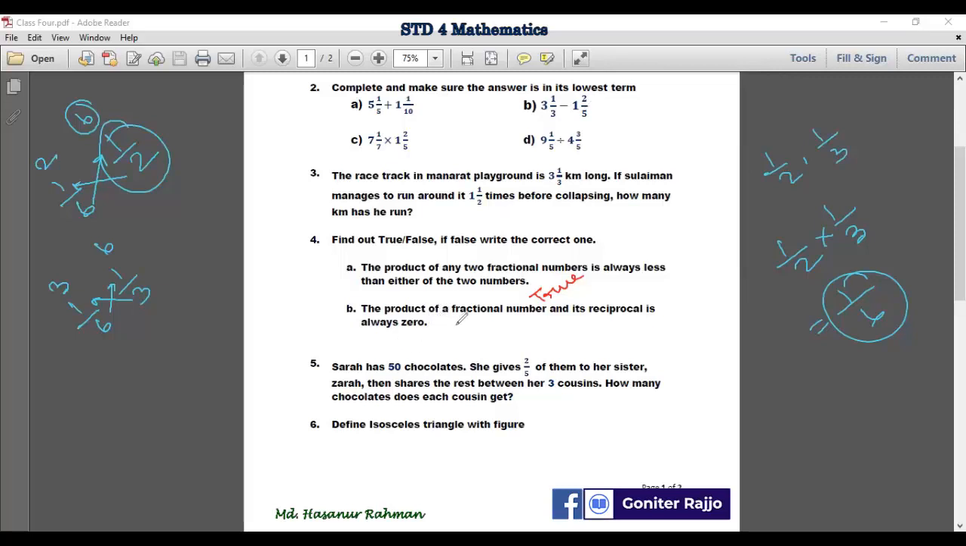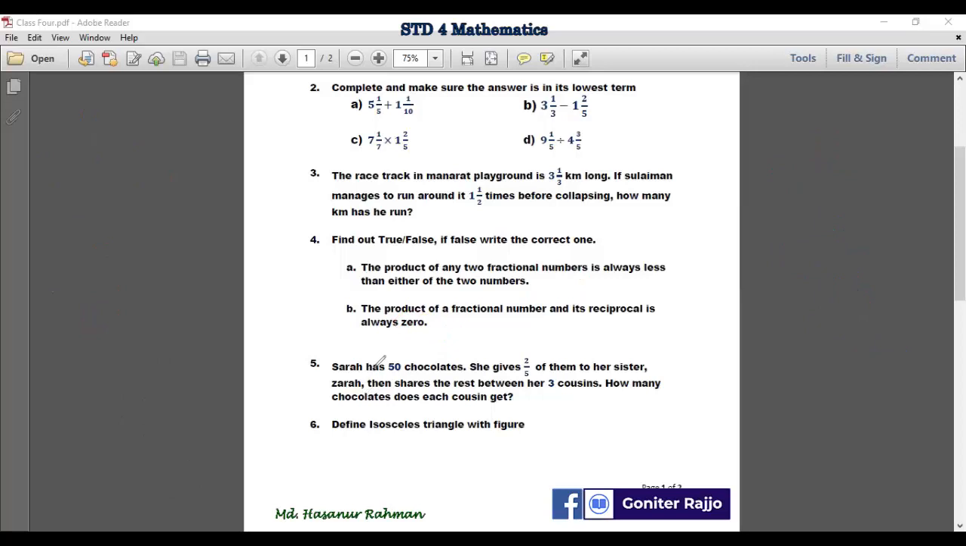Now the next one: the product of a fractional number and its reciprocal is always 0. This is false. It should be 1. How? Look, suppose I take a number, say 2/5. And what is the reciprocal of 2/5? That should be 5/2. So if I multiply these two numbers, we can cut 5 and 5, 2 and 2. So the answer should be 1. So here our final answer should be 1.